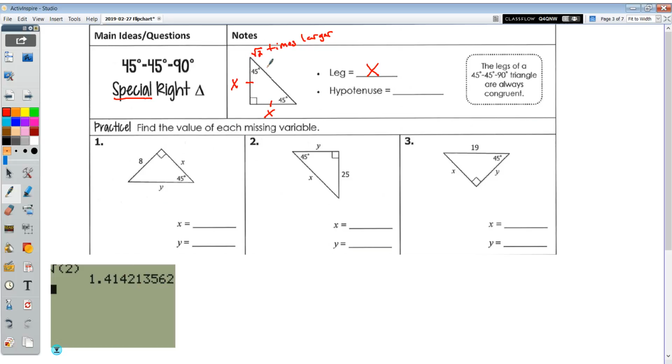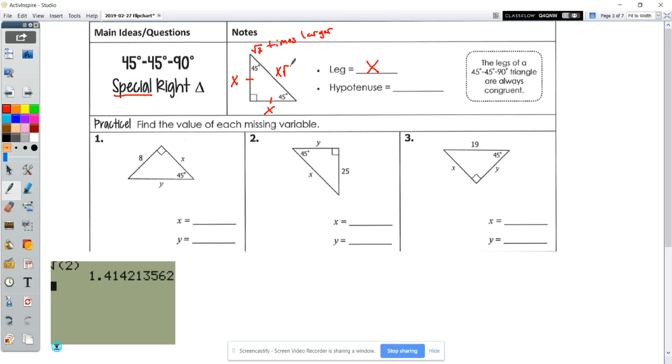It's this much larger. And so whatever the leg is, if I take the leg times the square root of 2, that's what the hypotenuse is going to be. So I'm going to write it this way: x times the square root of 2. Now, if you're a formula person, you could say the leg is equal to the hypotenuse divided by the square root of 2, or the hypotenuse equals the leg times the square root of 2. Okay? If you're a formula person, you can do that.